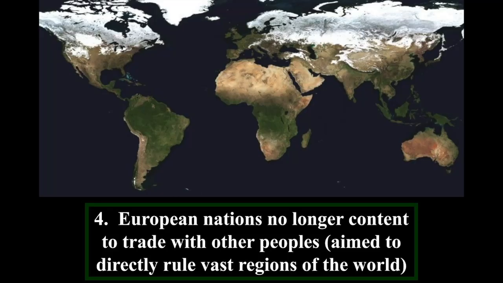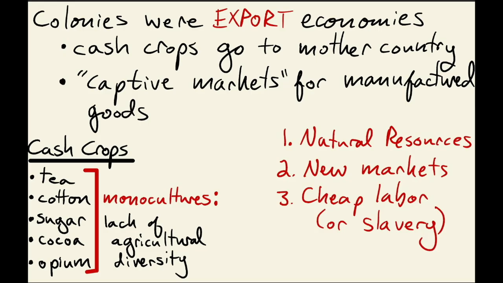So they want natural resources, particularly as it relates to cash crops. These cash crops can include tea, cotton, sugar, cocoa, and opium, as we'll see in India when the British colonize India and start growing opium to import into China to maintain a more favorable trade balance.